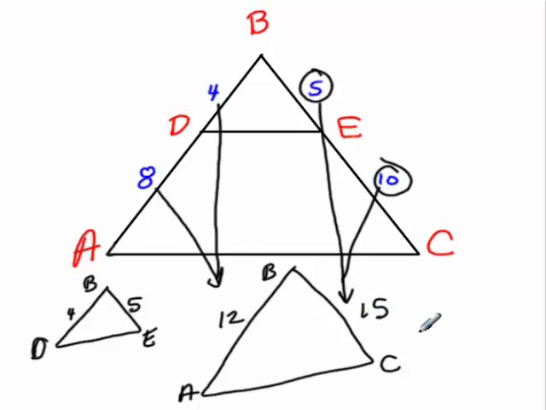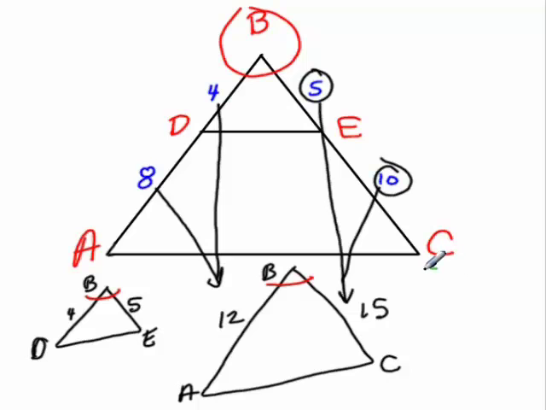15. Now, here we're only given two sides. Do we have an included angle? Well, if you understand and note that angle B is included in both triangles, we know that this angle B is the same as that angle B. Thus, we have side angle side, side angle side. So we need to check for proportionality.